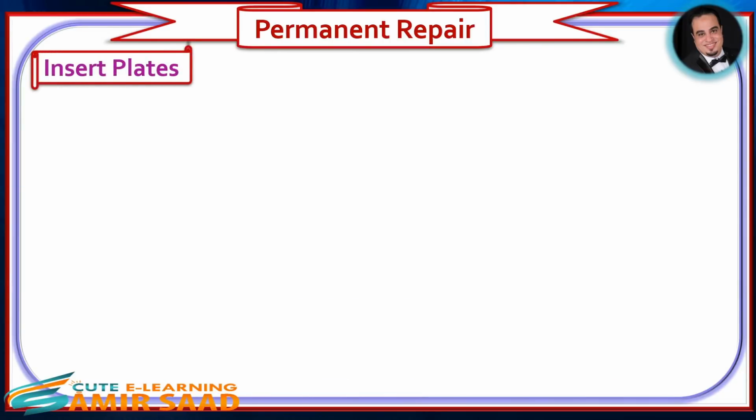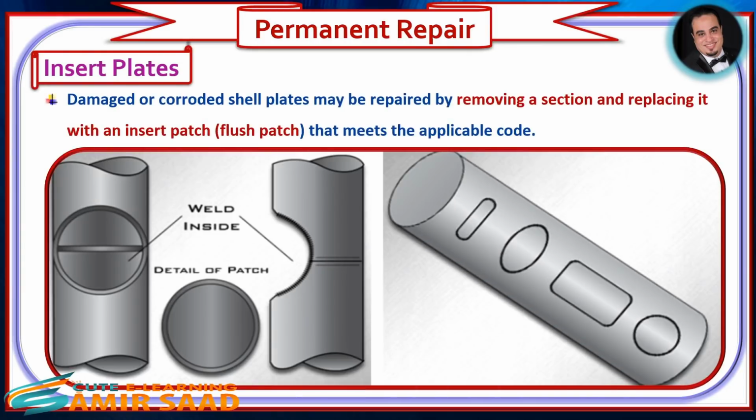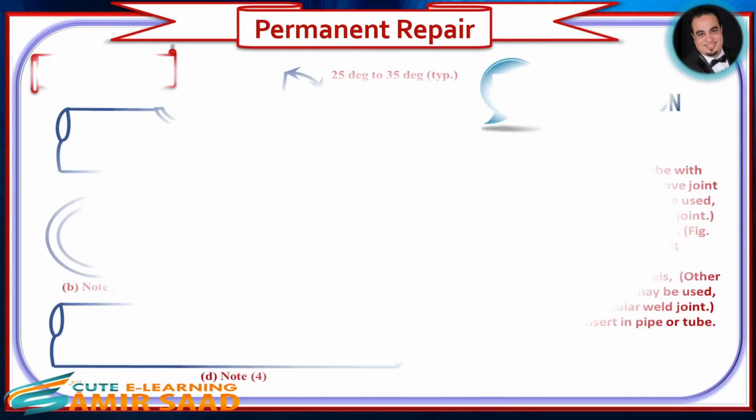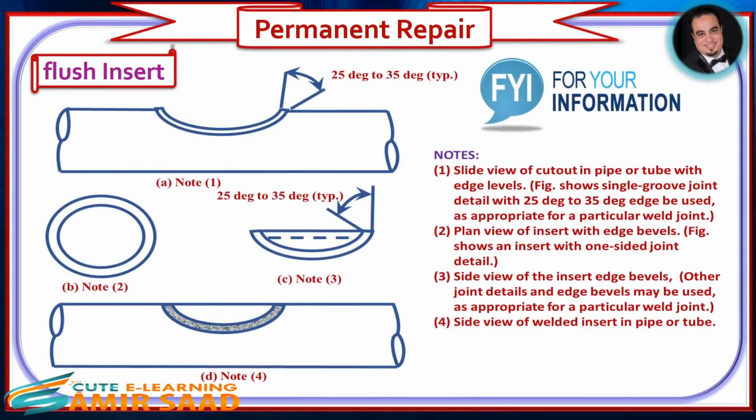Insert plates. Damaged or corroded shell plates may be repaired by removing a section and replacing it with an insert patch, a flush patch, that meets the applicable code. A typical example of a flush insert is illustrated in the figure.